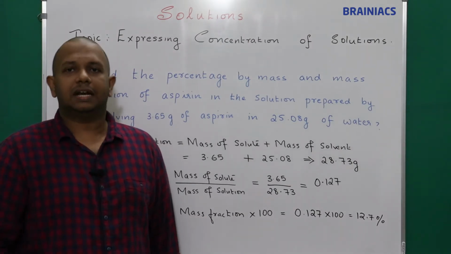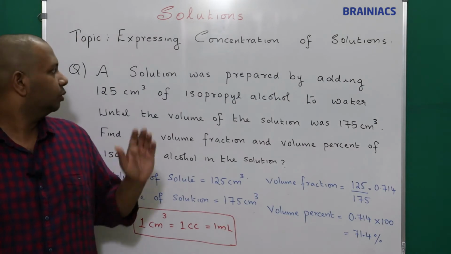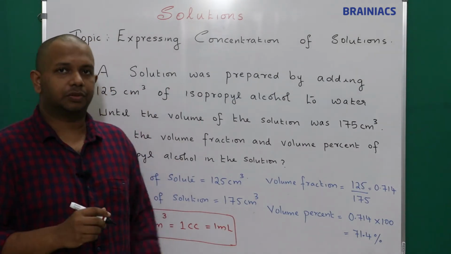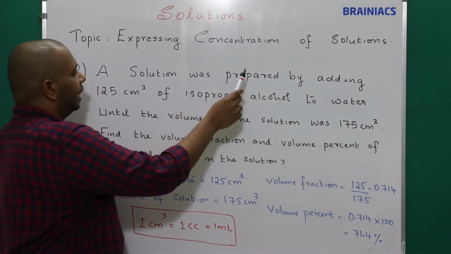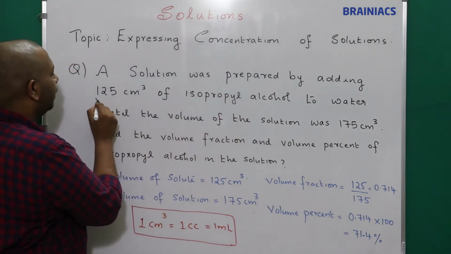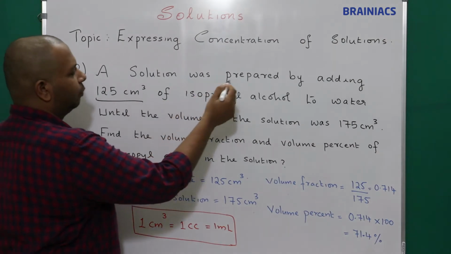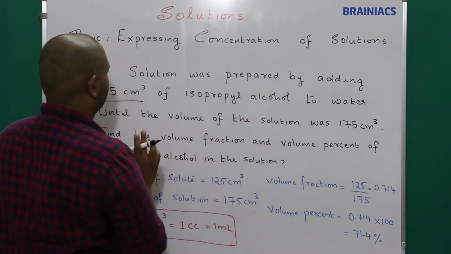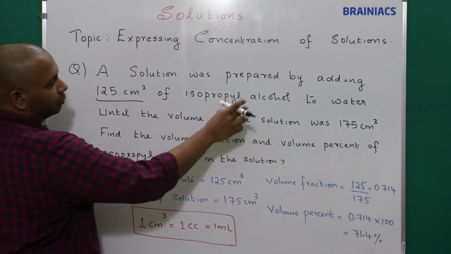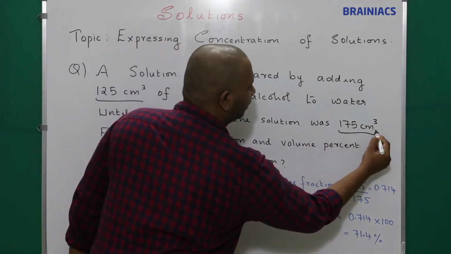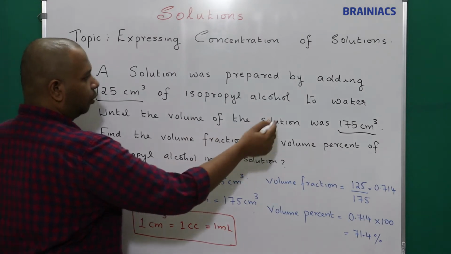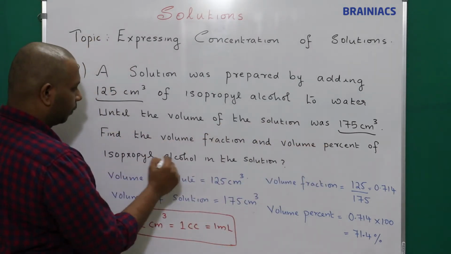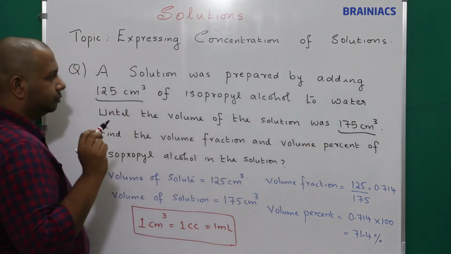We will go to the next question. I hope you could read the next question. I will just read it. A solution was prepared by adding 125 centimeter cubed of isopropyl alcohol to water until the volume of the solution was 175 centimeter cubed. Find the volume fraction and volume percentage of isopropyl alcohol in the solution.